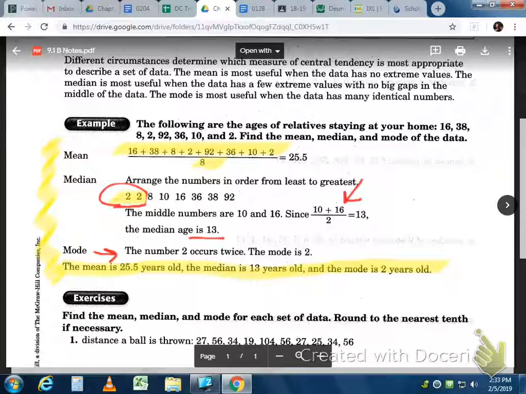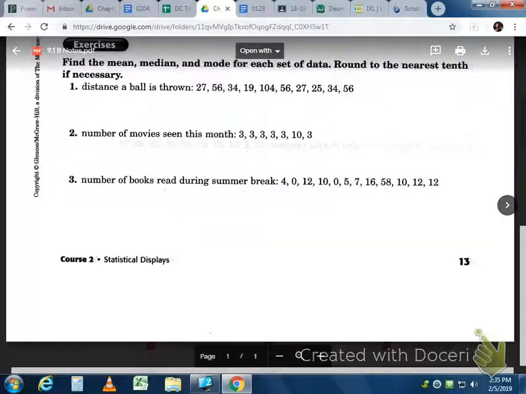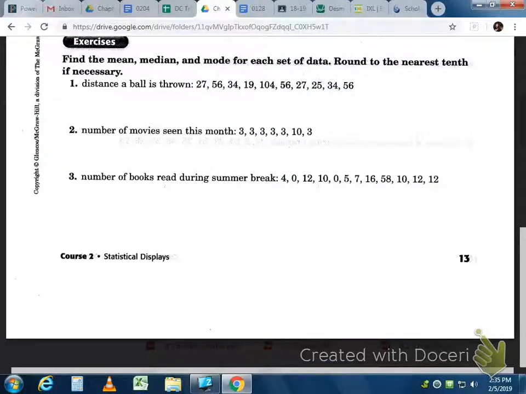Okay, so we're going to do one now. We're going to do 2 actually. We're going to do number 1 and number 2. It says find the mean, median, and mode for each set of data. Round to the nearest tenth if necessary. So if it has several decimal places, you round off to the nearest tenth. So we're going to start off with the mean.